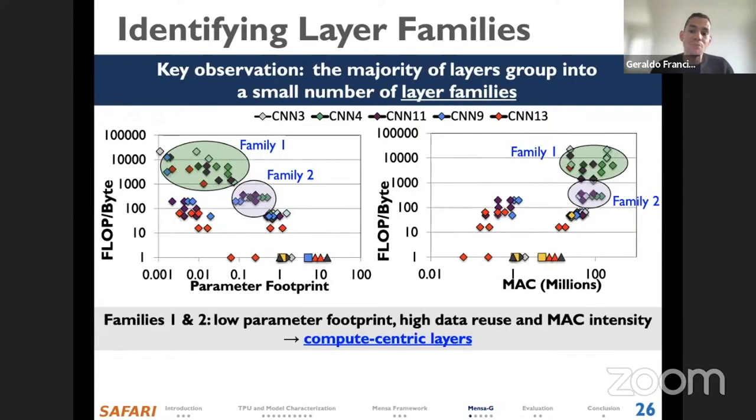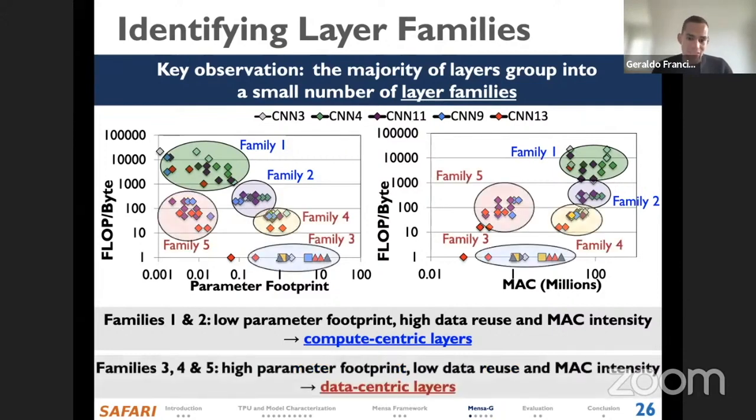We make a key observation that the majority of the layers we target fall into 5 major families in terms of key characteristics that impact the hardware design. First, we find that 2 families of layers, 1 and 2, have low parameter footprint and high data reuse and MAC intensity. We call such layers compute-centric layers. Second, we find 3 families of layers, families 3, 4, and 5, that have high parameter footprint, low data reuse, and low MAC intensity. We call such layers data-centric layers.